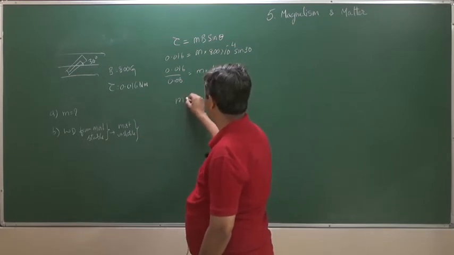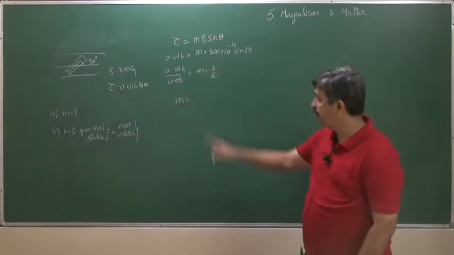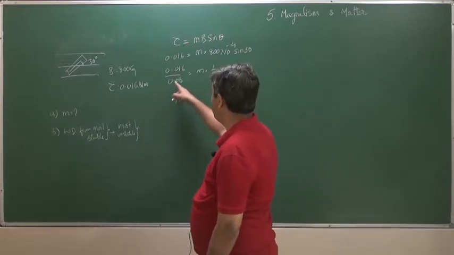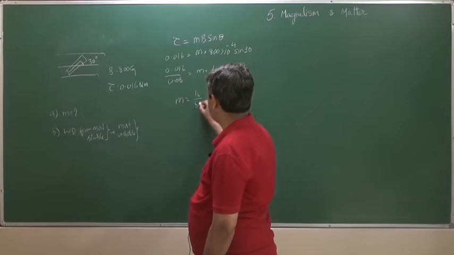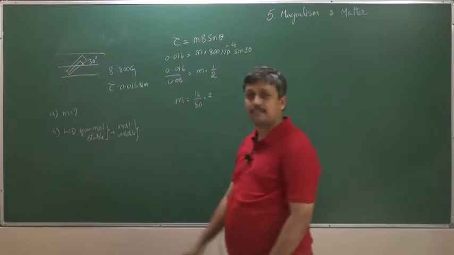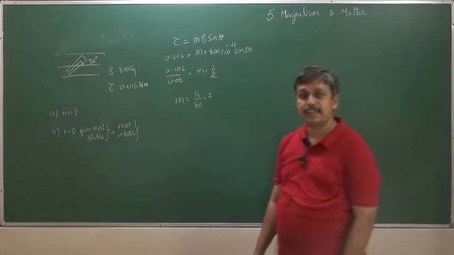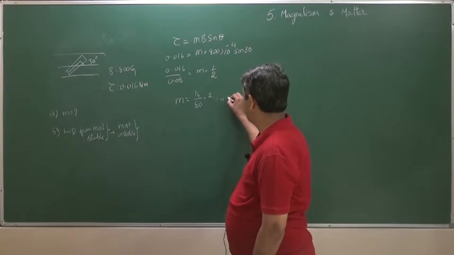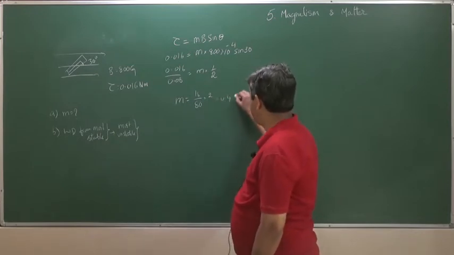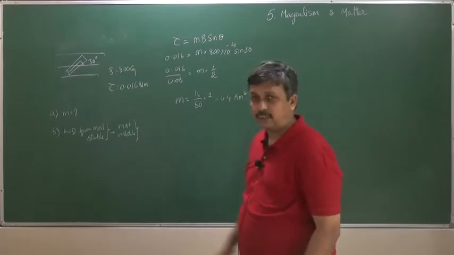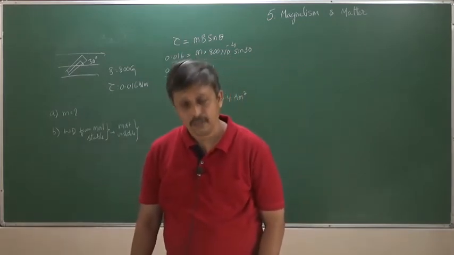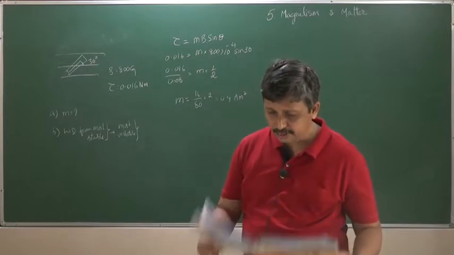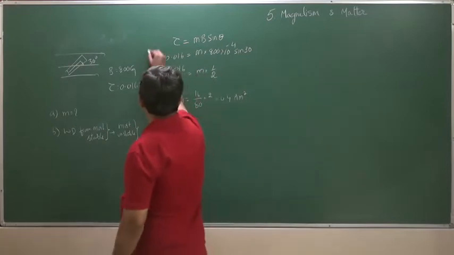So m is equal to, look at this, 0.016 divided by 0.08 into 2. So 16 divided by 80 is 0.2, and 0.2 into 2 is 0.4. This is the value of m that you calculated, in ampere meter square. Okay, so that is part A. So let's go to part B.